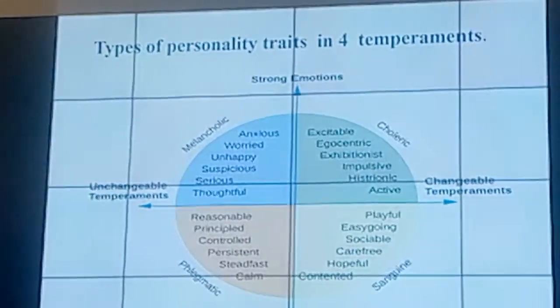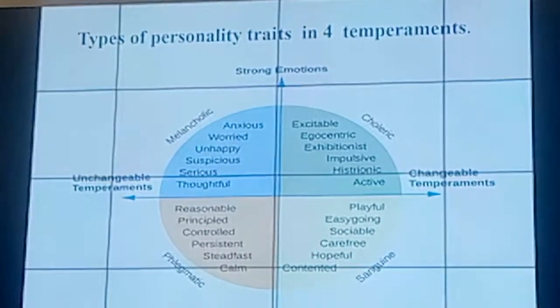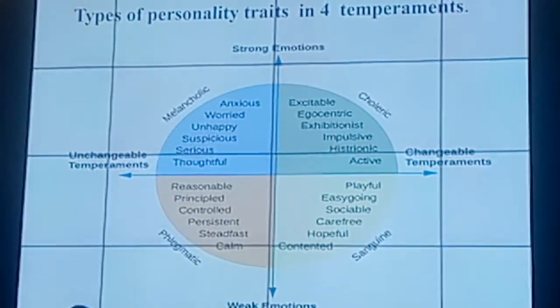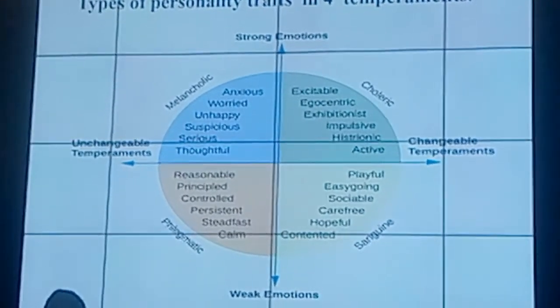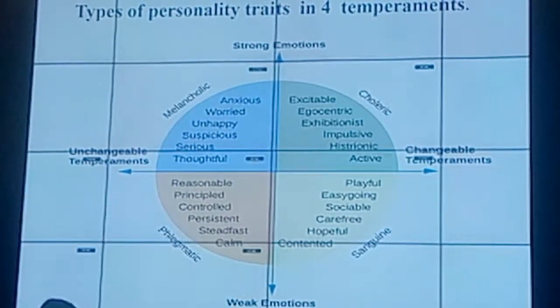So, we have the choleric. These are the different types of people who are very excitable if you meet them. Yeah, egocentric and exhibitionist and impulsive. That's their nature, and that's how they are.